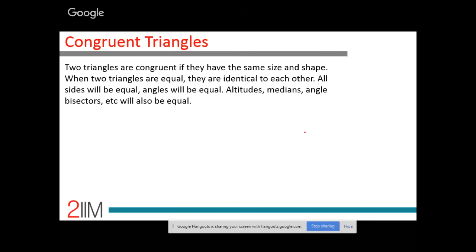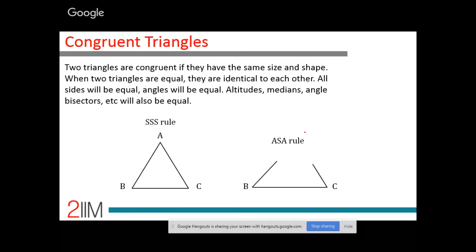Similarity: two triangles are similar if they have the same shape, but not necessarily the same size. So one is a larger or smaller version of the other. Every side metric will be in the same ratio, and every angle metric will be equal. How do you establish congruence? There are 4 rules. What are the 4 rules? SSS, SAS, ASA, RHS.